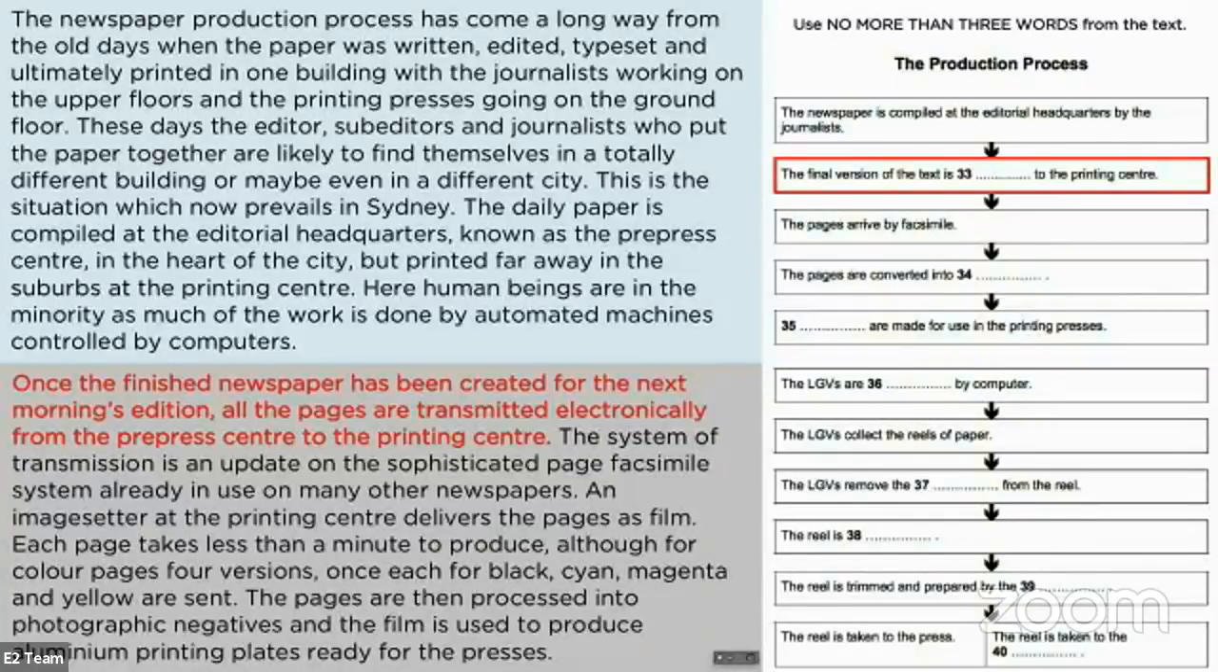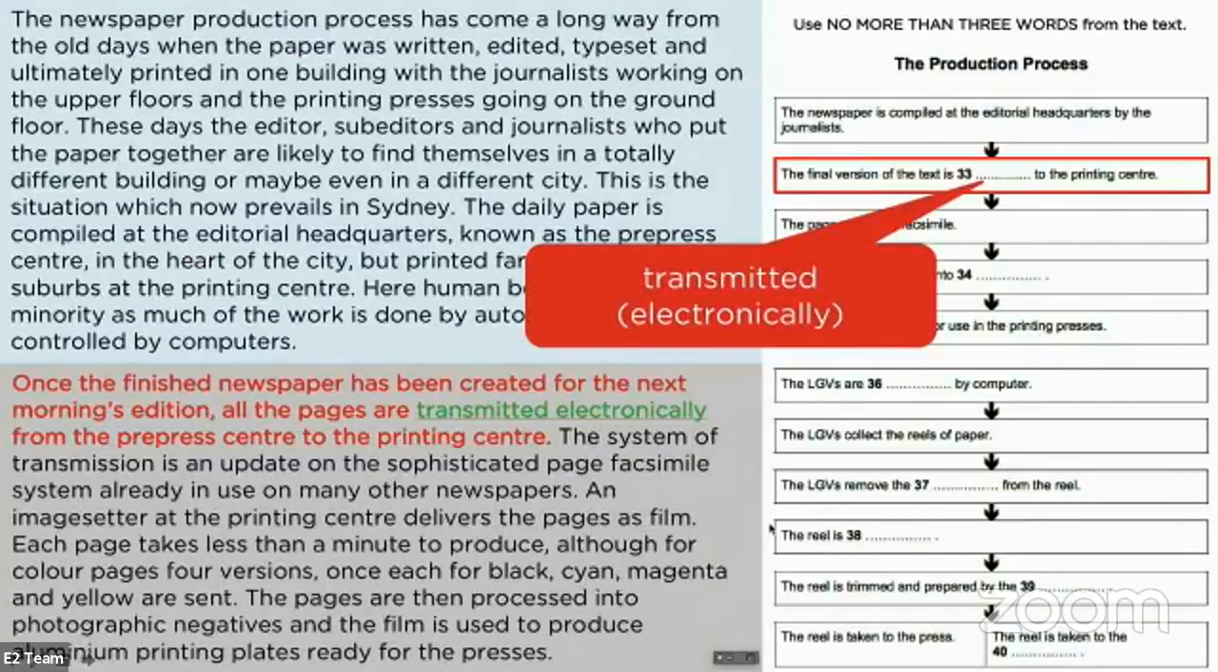The question says the final version of the text is something to the printing center. So we need a past participle. What is it? I hope you saw that. It could be one or two words. The answer, you could have just written transmitted, or you could have included the adverb electronically. The answer could be transmitted or transmitted electronically. Okay, there you go. That's 33, taken directly from the text.